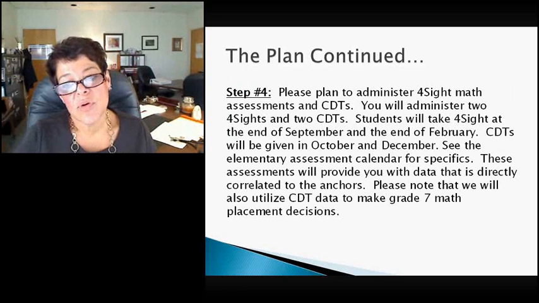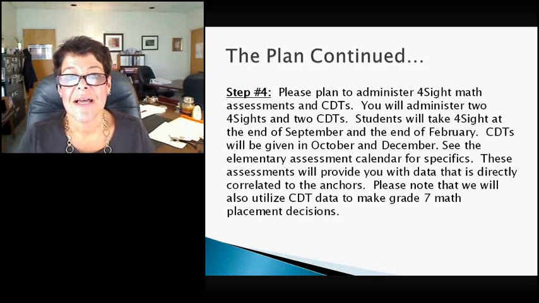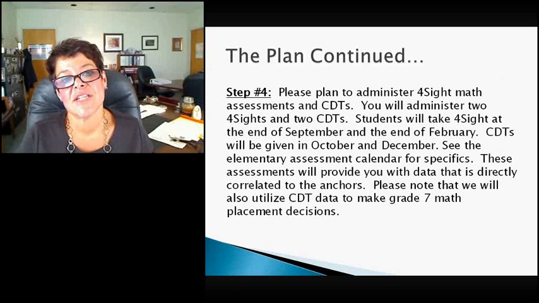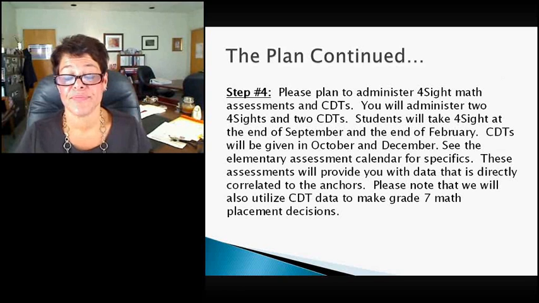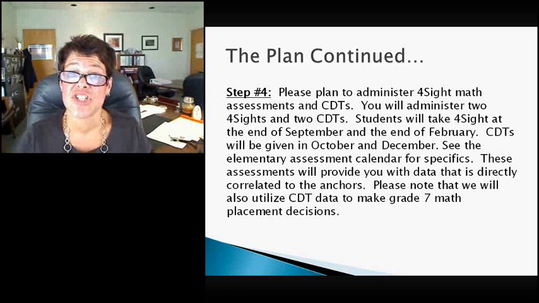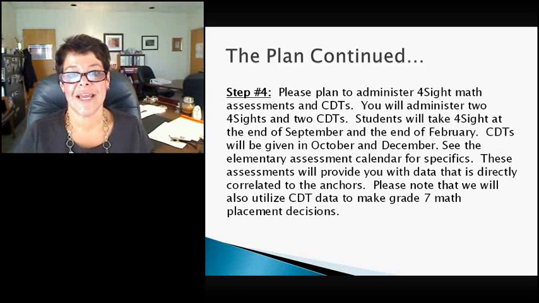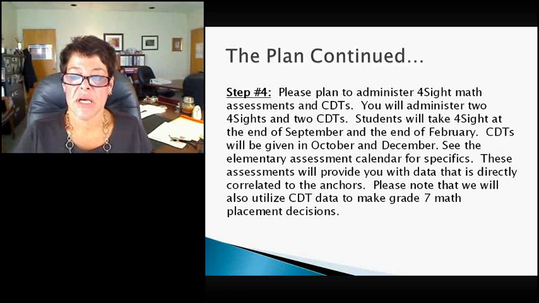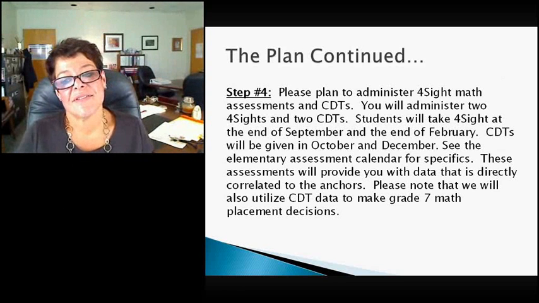And then step 4 is that we will be administering the Foresight math assessments and the CDTs. You're going to administer 2 Foresights and 2 CDTs. And if you remember, CDT stands for Classroom Diagnostic Test. It's what your students took last year so that we could use some of that data to help us make placement decisions for grade 7. Students will take Foresight at the end of September and at the end of February. CDTs will be given in October and December.